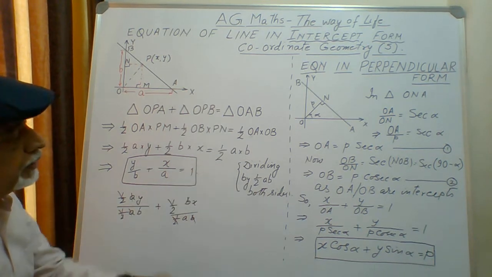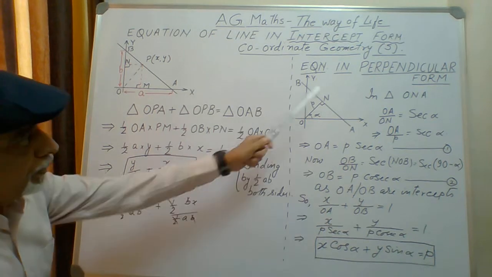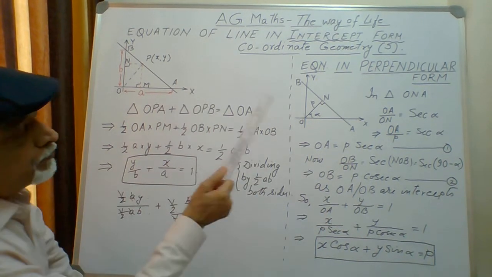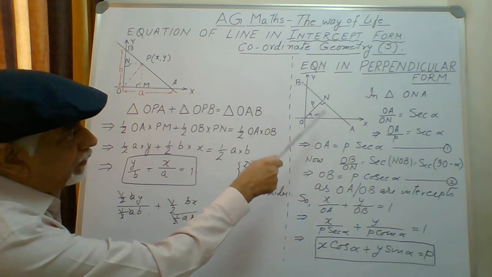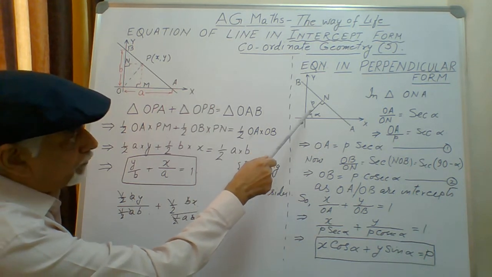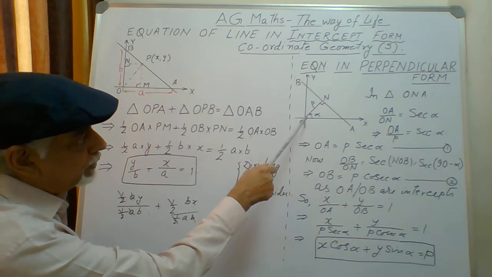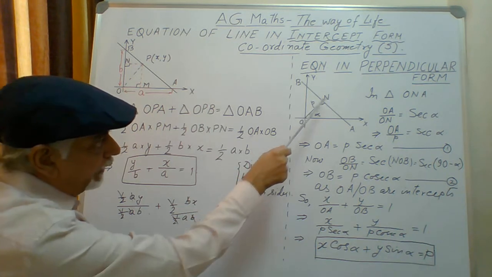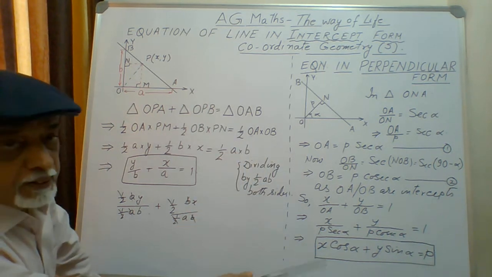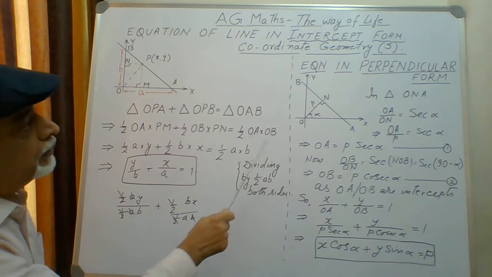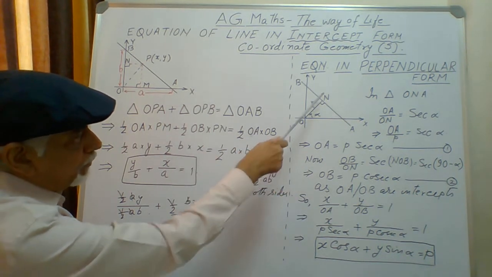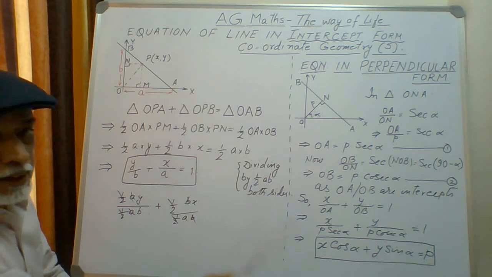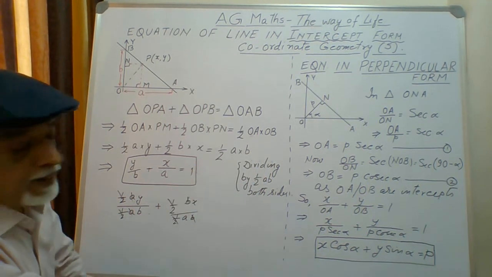Now let us go to the equation in perpendicular form. What is perpendicular form? Same thing, we have got a line AB where the length of the perpendicular drawn from the origin onto the line is called p. p is the length of the perpendicular from the origin drawn onto the line AB. And this perpendicular is making an angle of alpha with the positive direction of the x-axis.